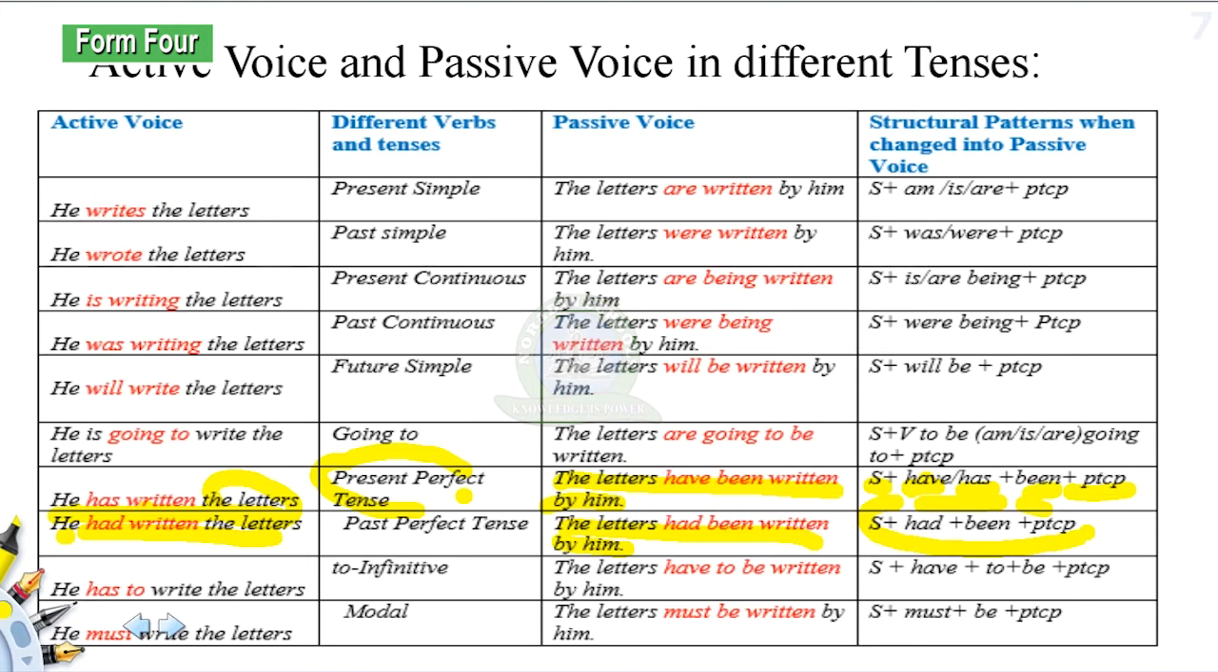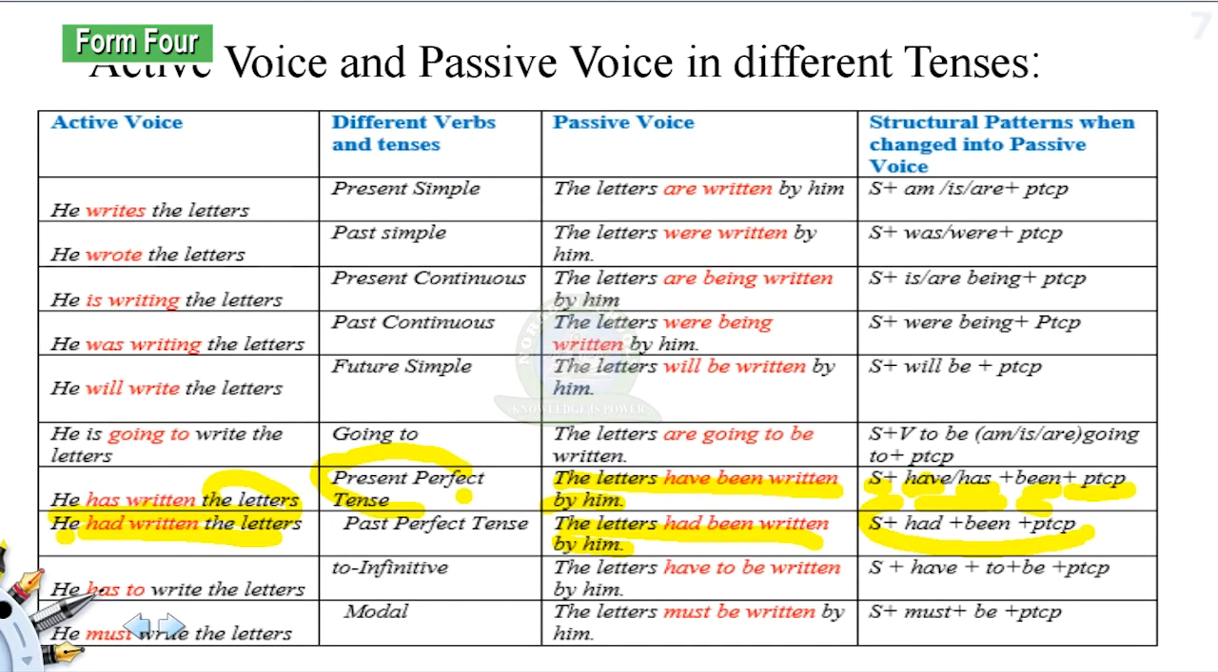He has to write is an infinitive, it's not present perfect tense. He has to write the letters. It means he must write the letters. When you want to change it into passive voice, look at the example: the letters have to be written by him. Have to be and past participle. This is the formula you are going to use.